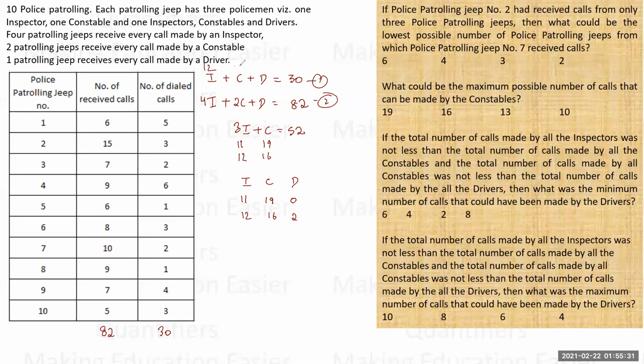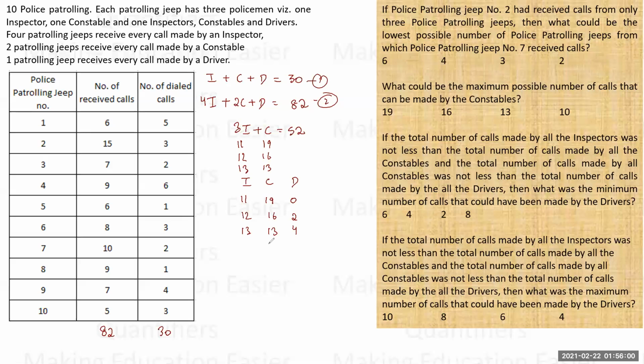12, 16, and 2. Now, I will show you one more case, but trust me, the answer would be I from 11, 12, 13, 14, and so on, C from 19, 16, 13, and D from 0 to 4. But still, let's just do hit and trial. So if this is 13, 3 times 13 is 39, C would be 13, right? 13 plus 13 is 26, so D would be 4. Okay. Now 11, 12, 13. So if this is reducing, let me try to reduce this.